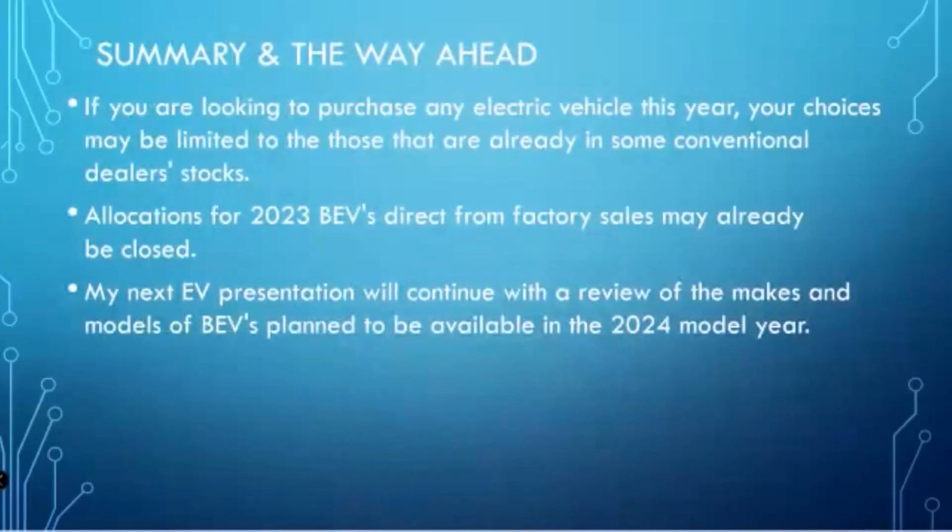So if you're looking to purchase any electric vehicle this year, your choices may be limited to those that are already in some conventional dealer stocks. Allocations for the 2023 BEVs direct from factory sales may already be closed for this year, and you're going to have to be looking for 2024 models. My next presentations will therefore continue with a review of the makes and models of BEVs planned to be available in the 2024 model year and subsequent.